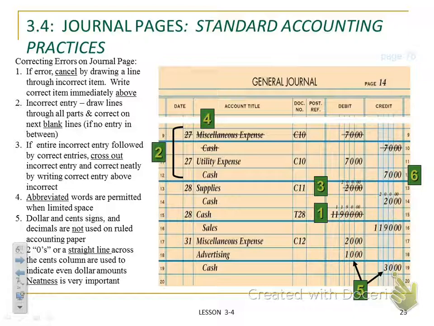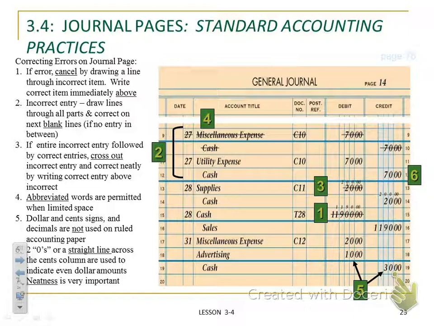We can use abbreviated words where permitted. For instance, we could use MIS to stand for miscellaneous expense, or A/P to stand for accounts payable, A/R to stand for accounts receivable.